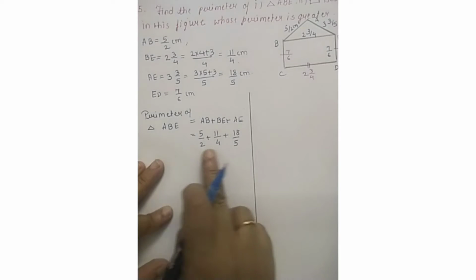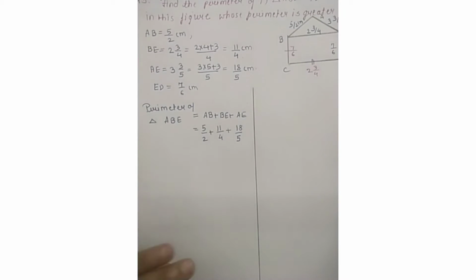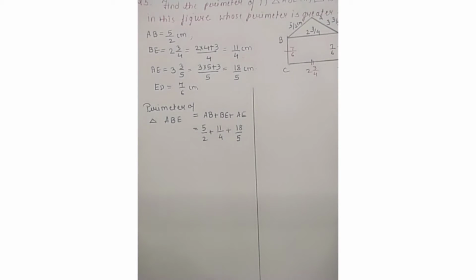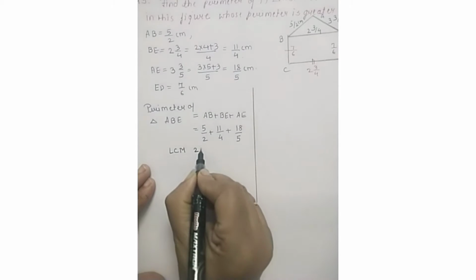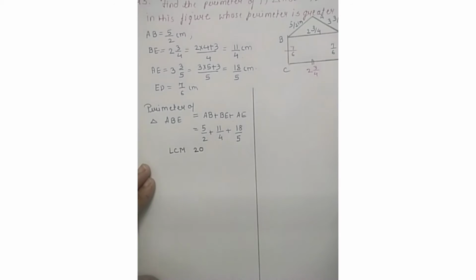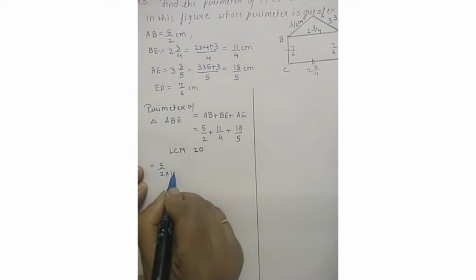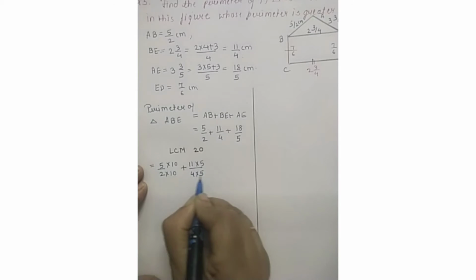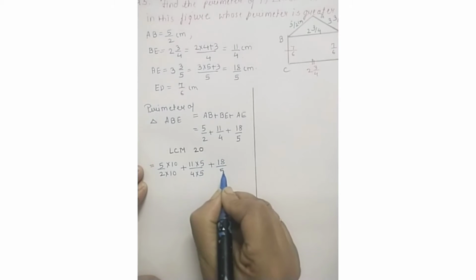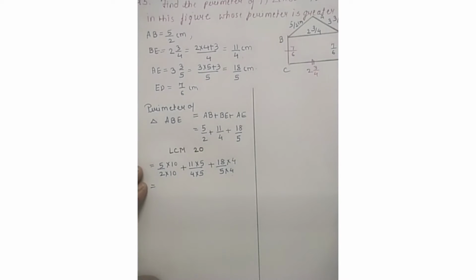Now what will we do? Again, LCM. Already I have taught you how to find the LCM in question number 3, so you can go and observe question number 3. Now your LCM is 20. To make the denominator the same, what will I do? 5 by 2, multiply by 10 up and down. So it will become 11 into 5 upon 4 into 5, and 18 into 4 upon 5 into 4, so it will become 20. Why have I done this? To make the denominator the same.